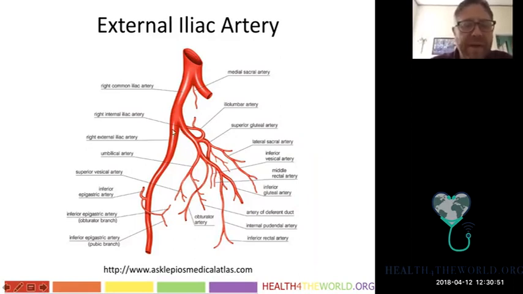Then you have the external iliac artery. Notice we don't have many branches, and then we come to the inferior.